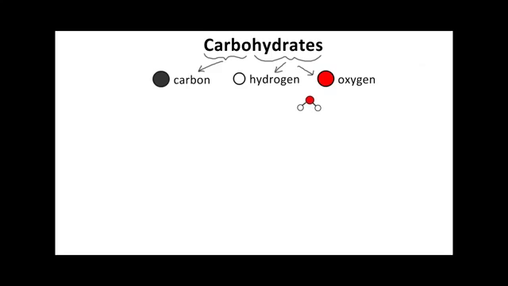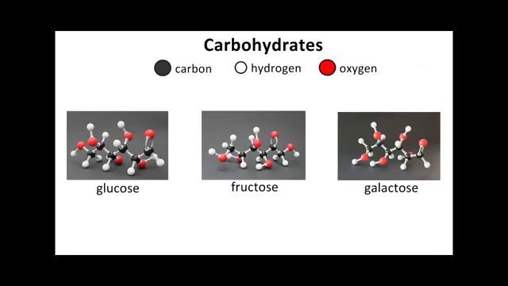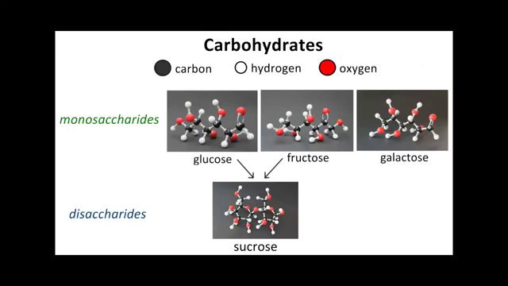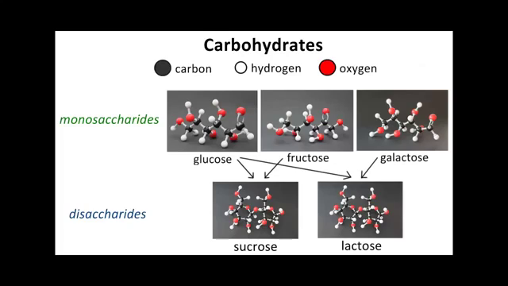These elements combine to form 3 basic sugars: glucose, fructose, which is found in fruit, and galactose. These 3 sugars are called monosaccharides. 2 monosaccharides can combine to form a disaccharide. For example, glucose and fructose combine to form sucrose, more commonly known as table sugar, and glucose and galactose combine to form lactose, which is found in dairy products. You may know some people who are lactose intolerant.